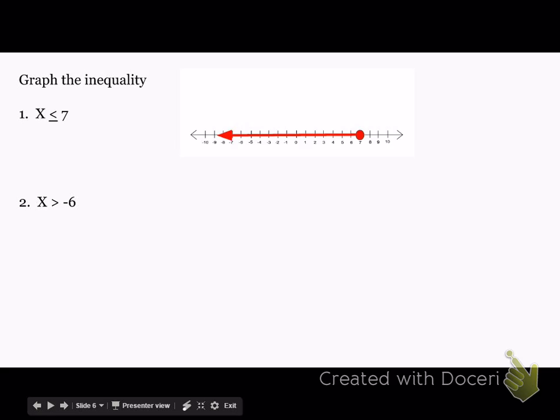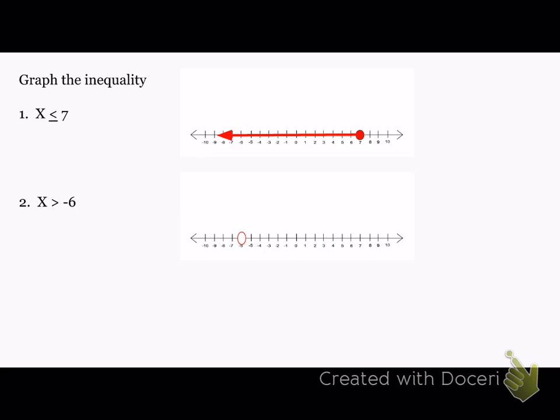Number 2. Now we're going to graph x is greater than negative 6. Mr. Pettit, what do you think? Go to the right, starting from where? And is my dot on negative 6 going to be open or closed? Correct. Open dot on -6. Open dot being not filled in. Shaded to the right of -6.